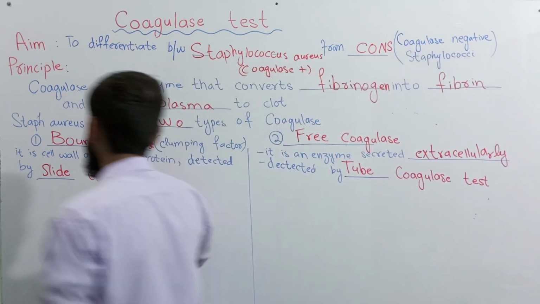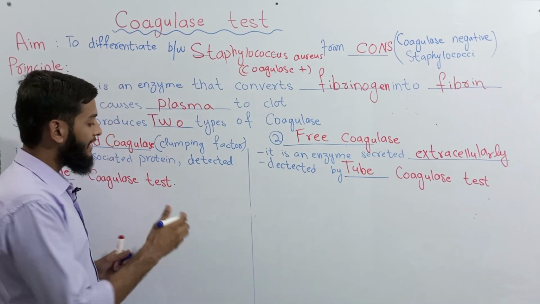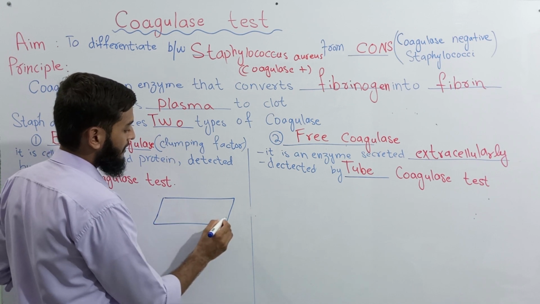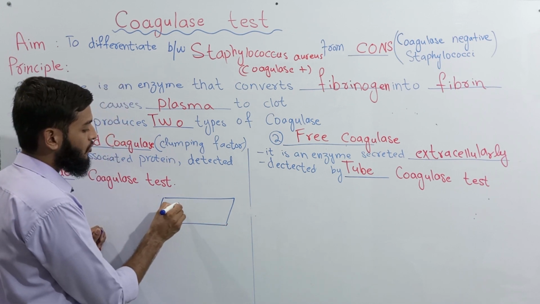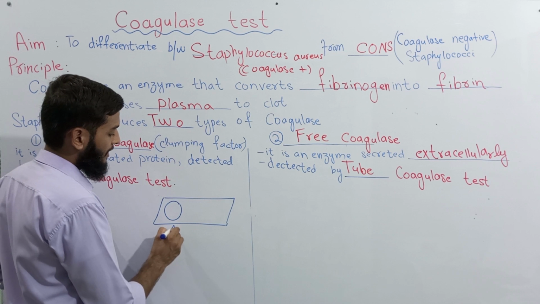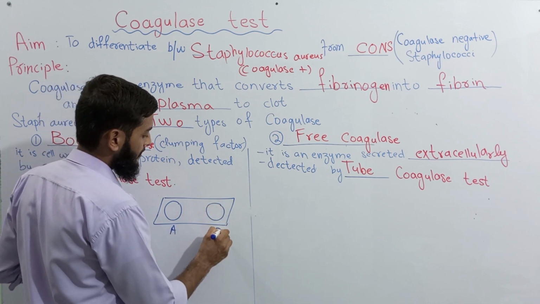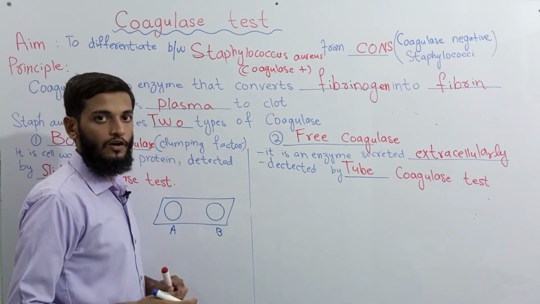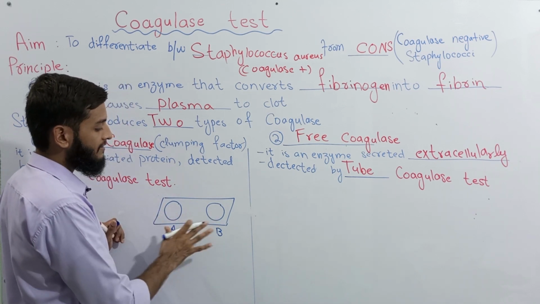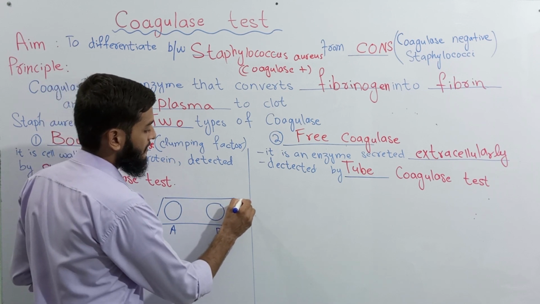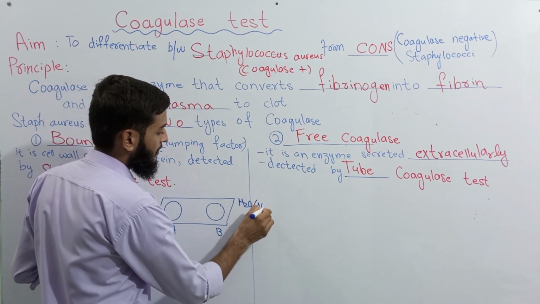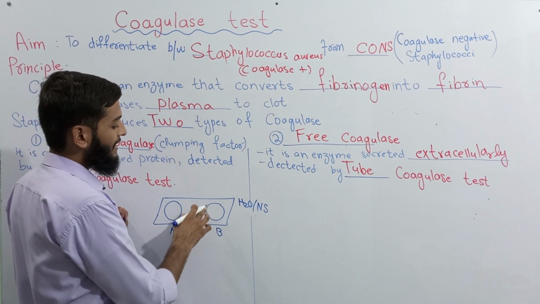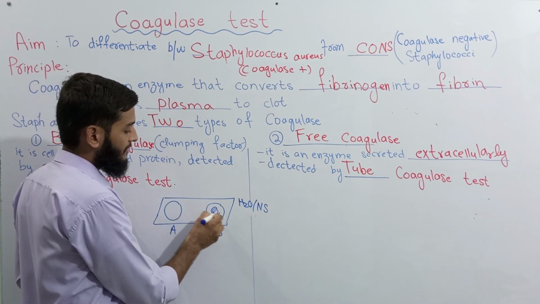For the slide coagulase test, we will take a clean glass slide, and on this glass slide we will draw two circles, A and B. We will add a few drops of water or normal saline to both of these circles. Then we will pick a few colonies of bacteria and mix them with the water.